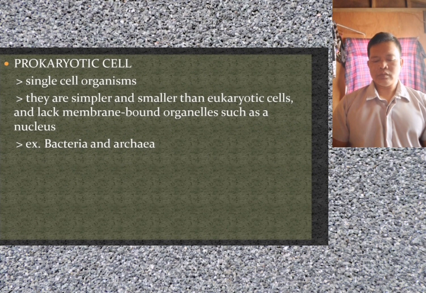The second type of cell is the prokaryotic cells. These are single-cell organisms, simpler and smaller than eukaryotic cells, and lack membrane-bound organelles such as the nucleus, for example, bacteria and archaea.